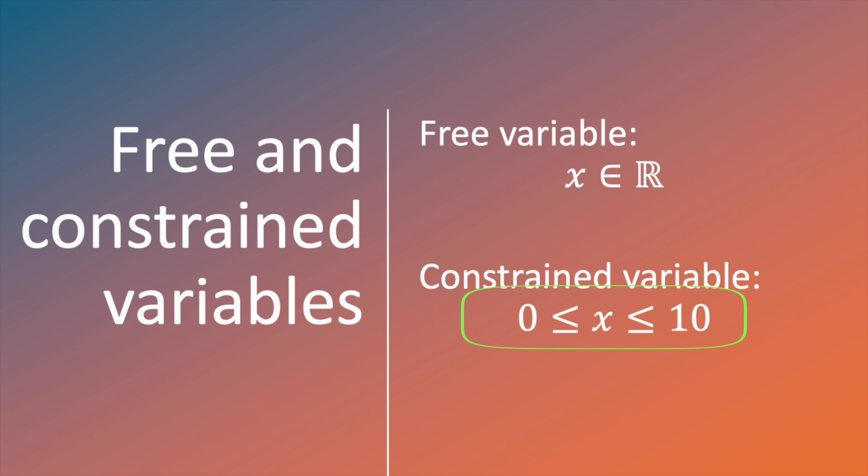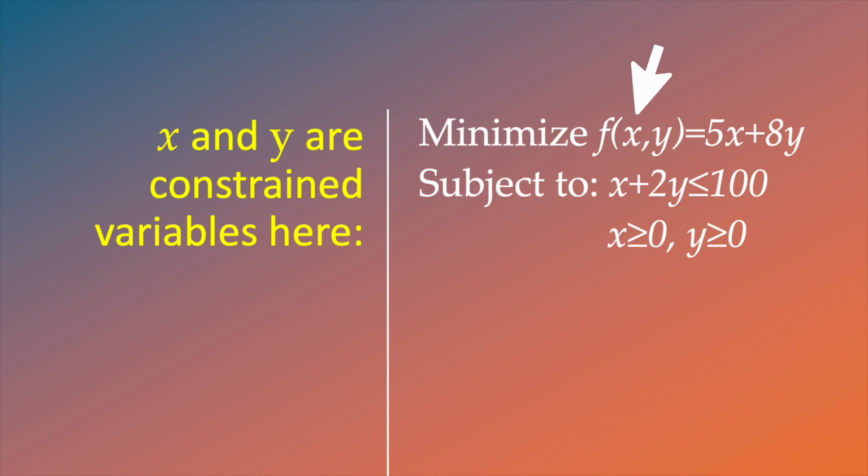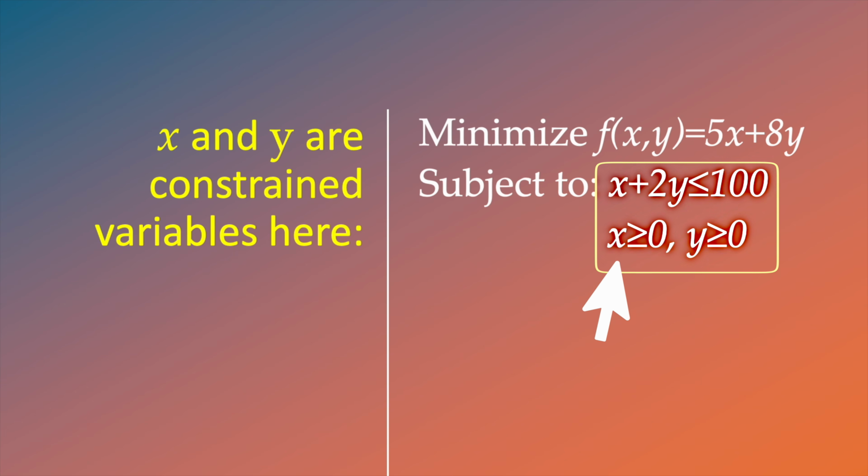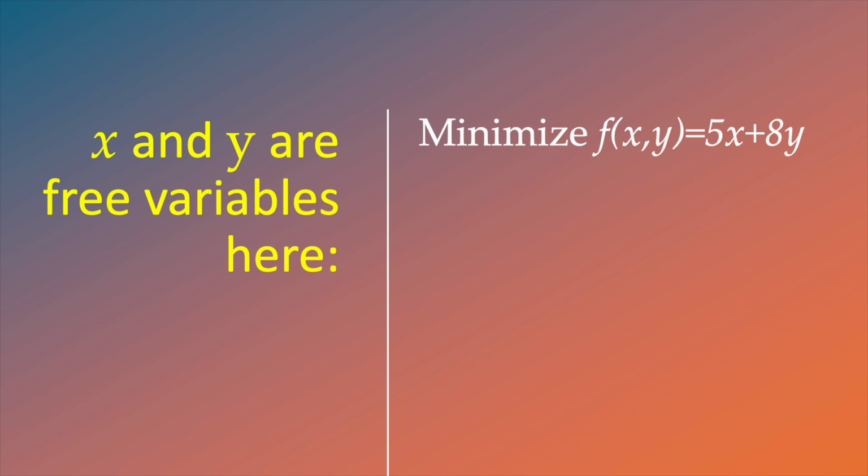Constraints like these are very common in physical and real-life systems, where negative or extremely large values may not make sense. So, in our constrained problem, x and y are not free variables. They are constrained because x and y can be only positive real numbers. Also, x plus 2 times y is less than or equal to 100, so x and y are not free. However, in the unconstrained version of the problem, x and y are free variables because they can take any values from the real number world.